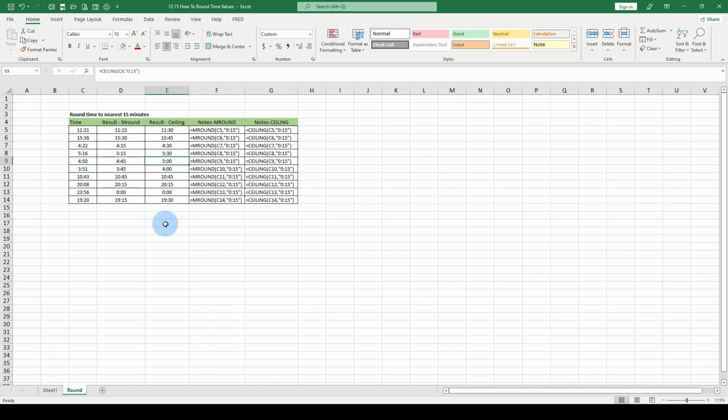4:50 rolls up to 5. Let's go 3:46. See how it rolls up to 4? So anything over 3:45 will roll up. Let's go 3:45:01. And you can see even to the second, it'll roll up to 4 o'clock.